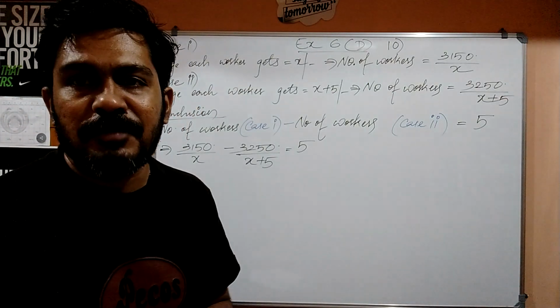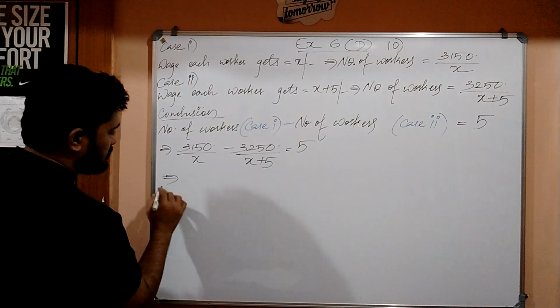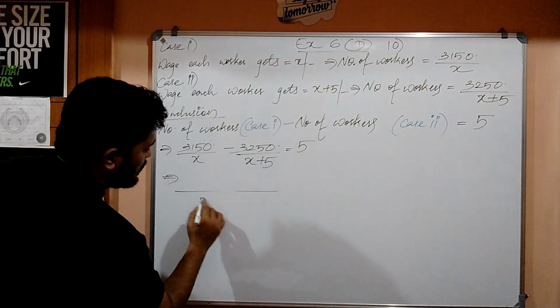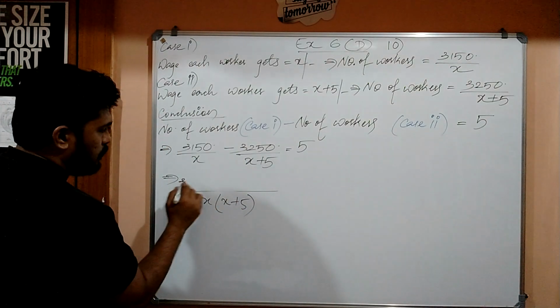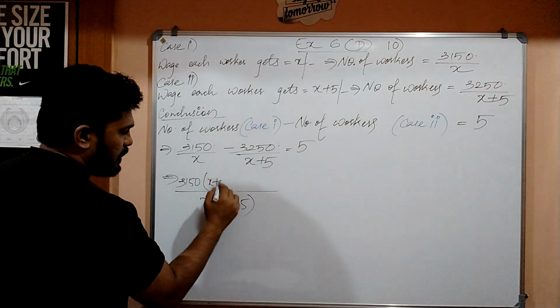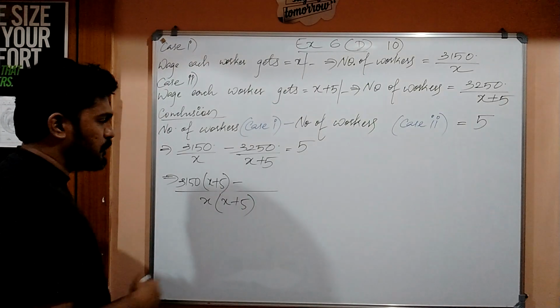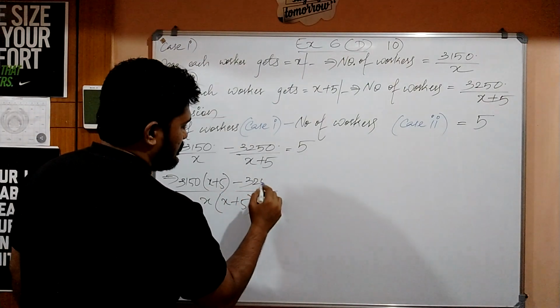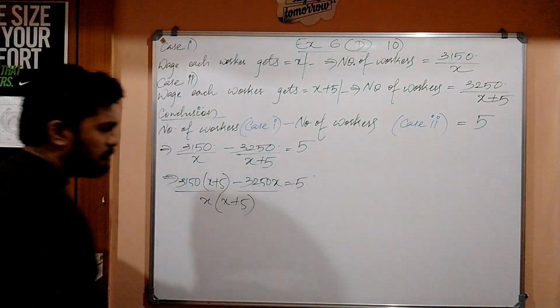Now we have to solve it further. Let us do it. So children, x into x plus 5 will become the LCM. The numerator will become 3150 into x plus 5. The usual LCM method, children, nothing new I am teaching you here. Okay, 3250 into x, which is equal to 5.